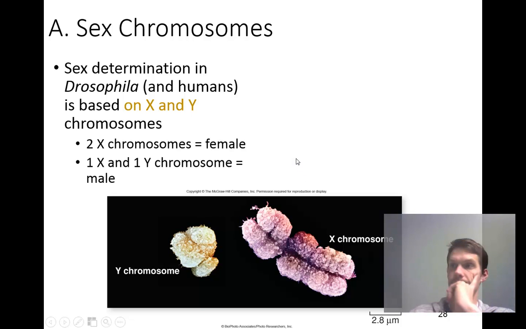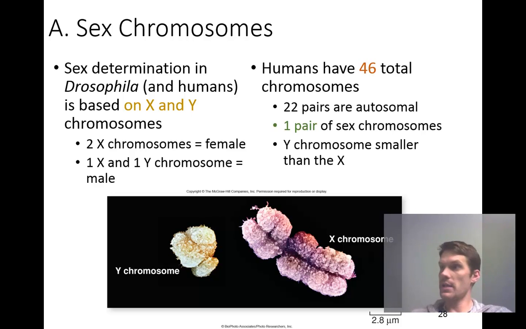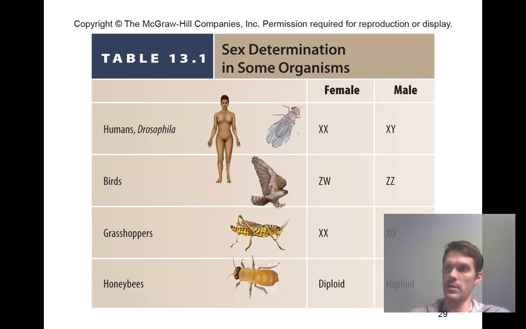Alright, so a little more about the X and Y chromosome. In females, you have 2 X chromosomes. Males, you have 1 X and 1 Y. I already said that. Humans have a total of 46 chromosomes, 23 pairs. 22 of those are autosomal, and 1 pair is the sex chromosomes, and that would be the X and the Y. Y is a lot smaller.